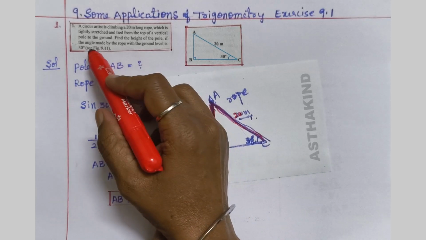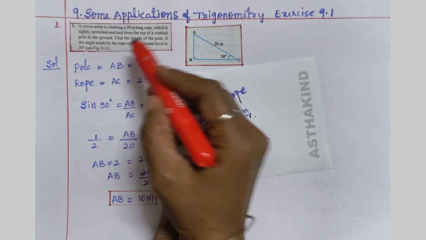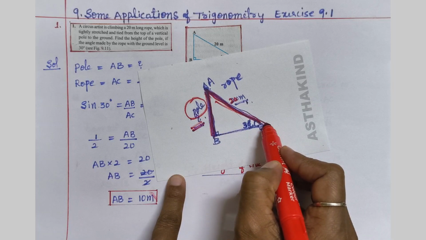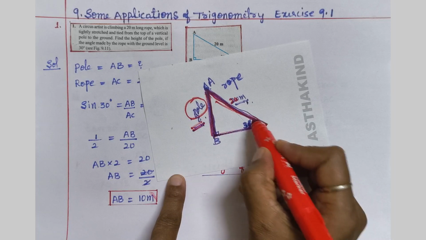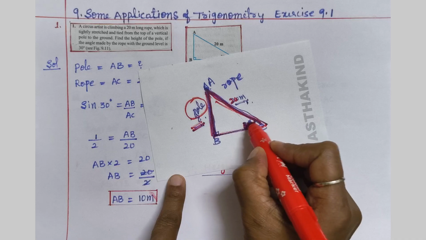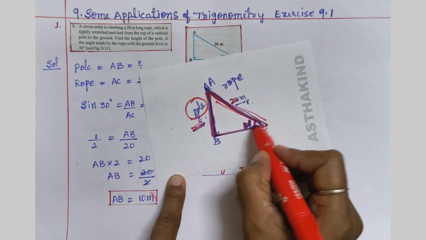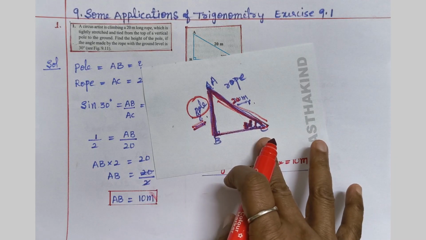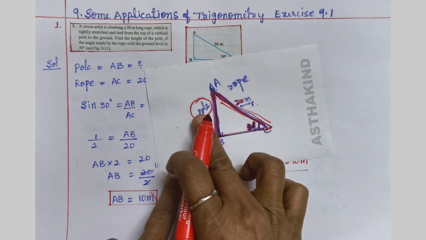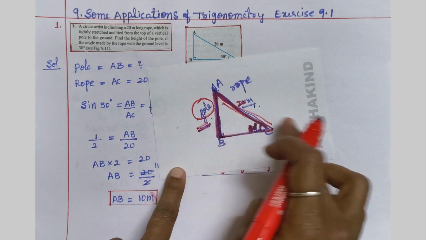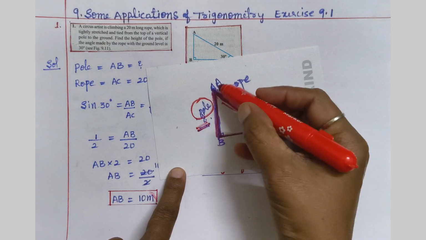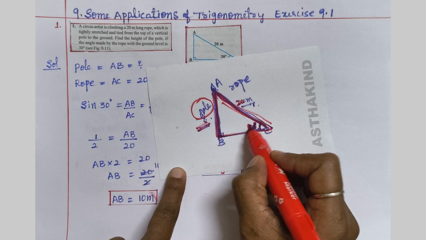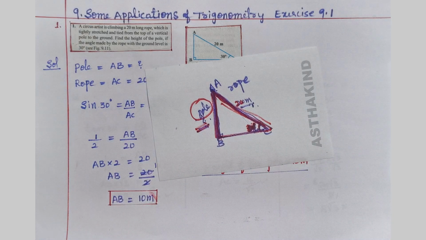Next, the angle made by the rope with the ground level: how many degrees is there? 30 degrees. Now we have to find the question mark, which is the pole height. Here the rope is 20 meters given, the pole we have to find, and here 30 degrees is there. This is the question.